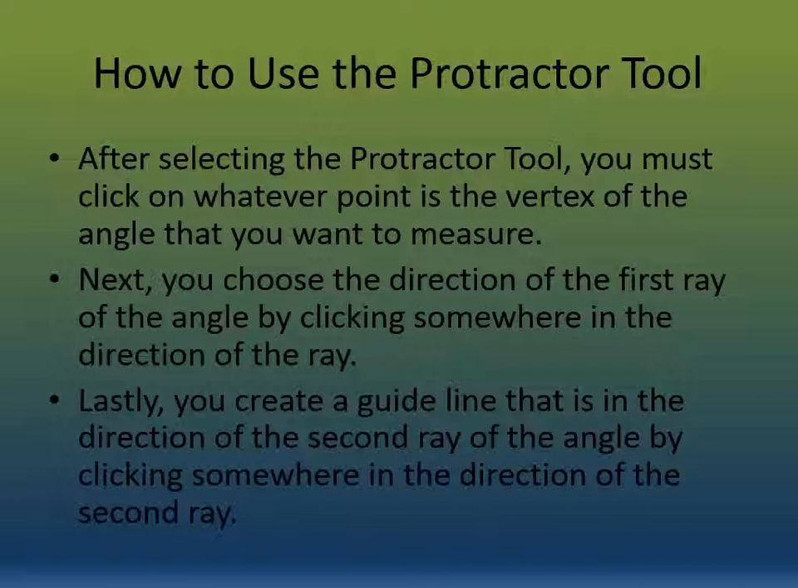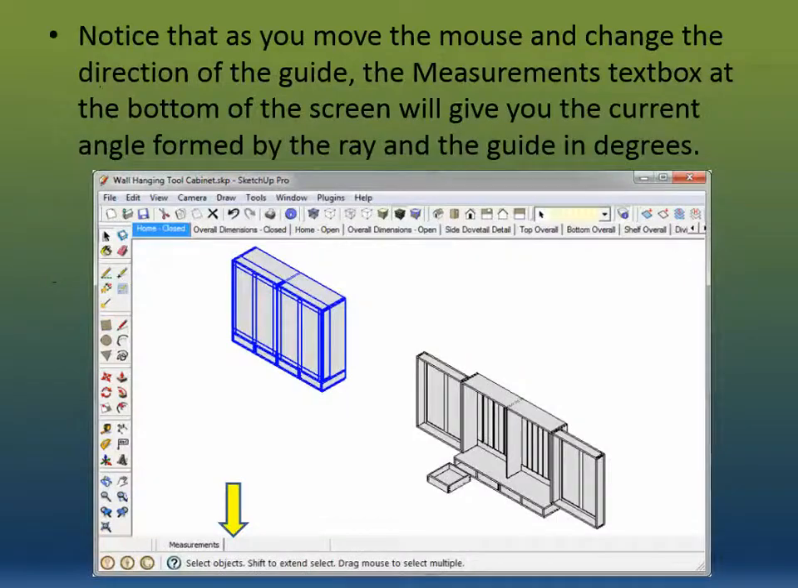So you click in any direction, and that'll be the direction of the first side. Then you create a guideline in the direction of the second ray of the angle by clicking somewhere in the direction of the second ray. If you look down on your screen at the measurements text box, as you change the size of the angle by changing the direction of the guideline, it'll tell you what the angle size is. Or, the same way as with making a line, you can click in the measurements box and type in an angle, and it'll make your guideline that angle relative to the first ray.